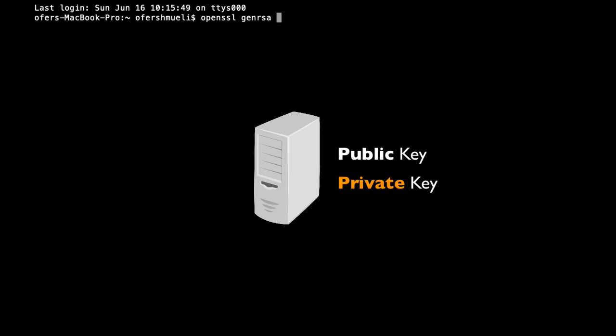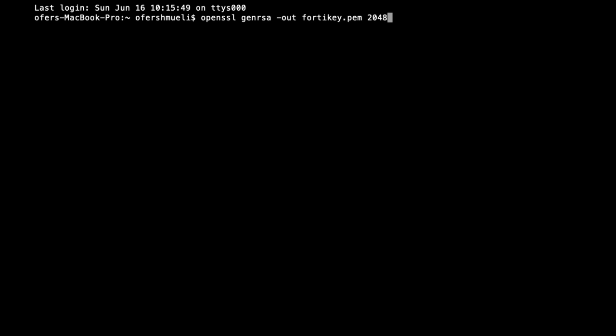GenRSA, and let's name our key pair. Let's name it Fortigate, and let's contain it in a PEM format, which is a container that will include both keys. And let's decide that the size of the keys will be 2048 bit.